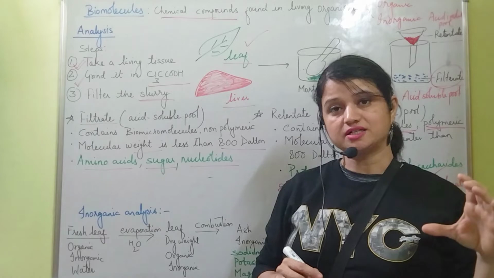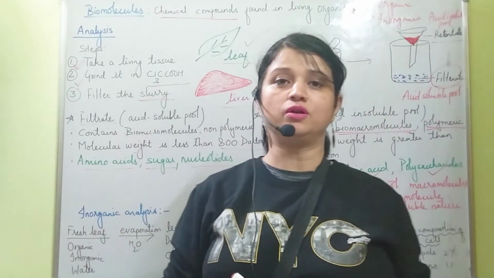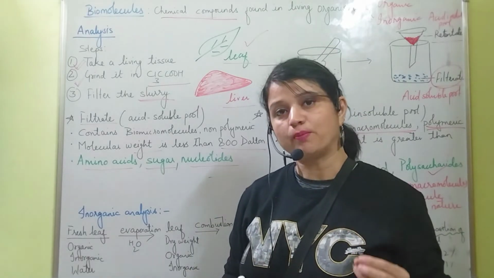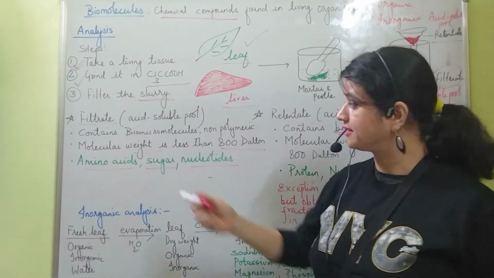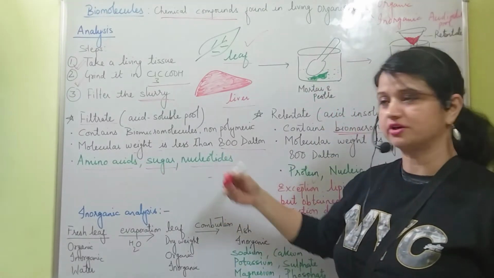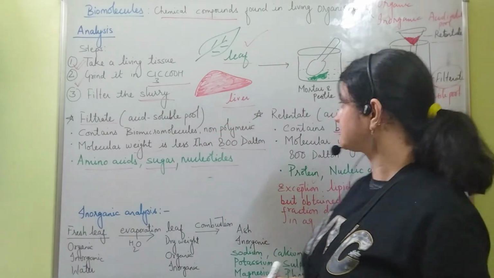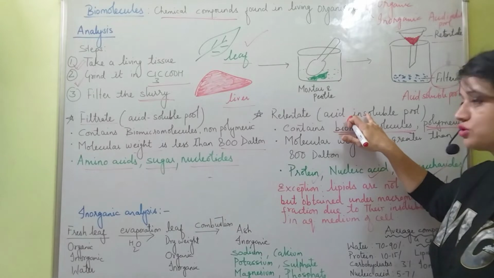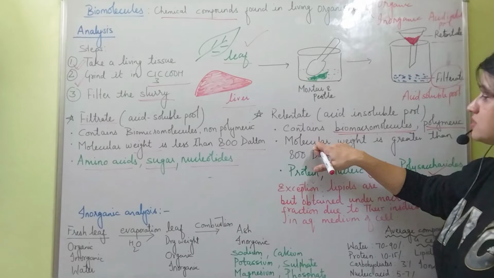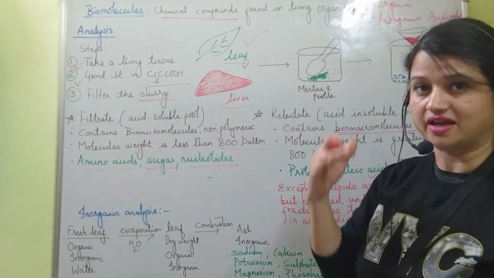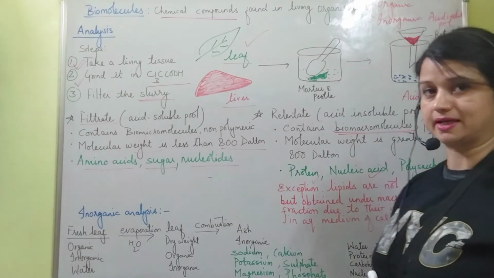One is the filtrate, or we can say the acid soluble pool. In the acid soluble pool, we have biomicromolecules which have molecular weight less than 800 Dalton, and it includes amino acids, sugars, nucleotides, or simply we can say it contains non-polymeric substances. The retentate, which is also known as the acid insoluble pool, contains those substances whose molecular weight is more than 800 Dalton. It includes proteins, nucleic acids and polysaccharides.